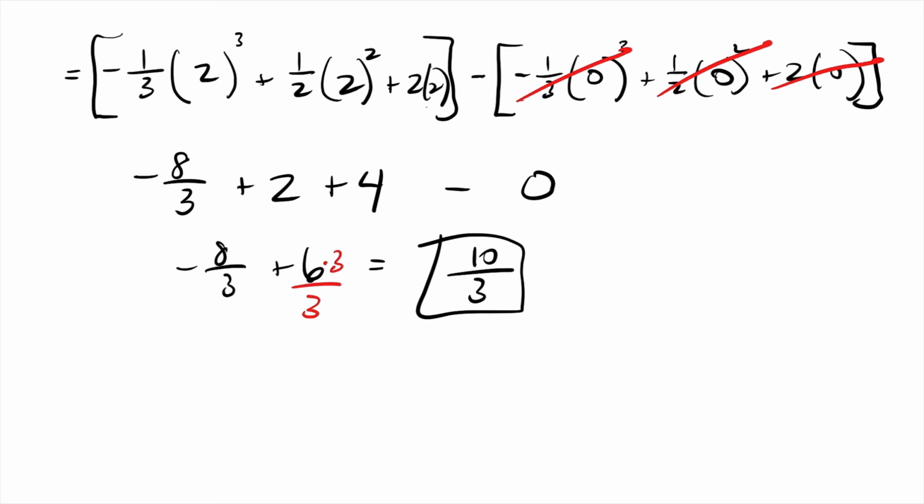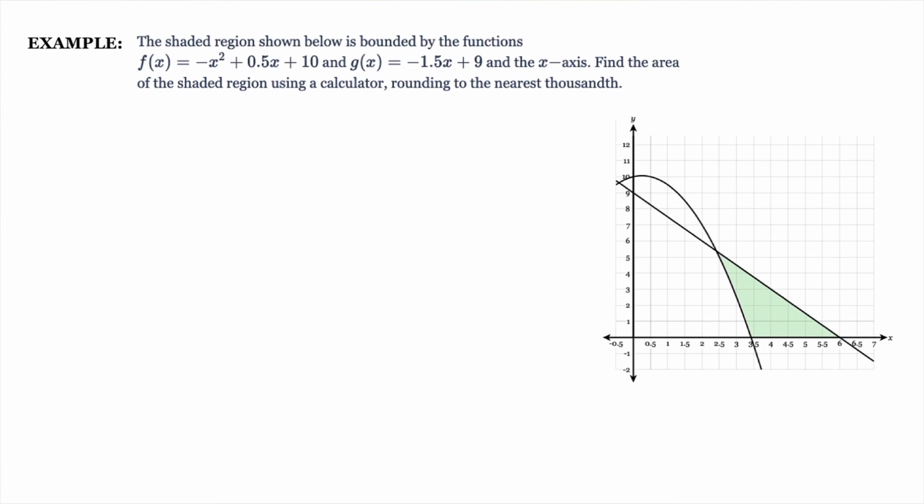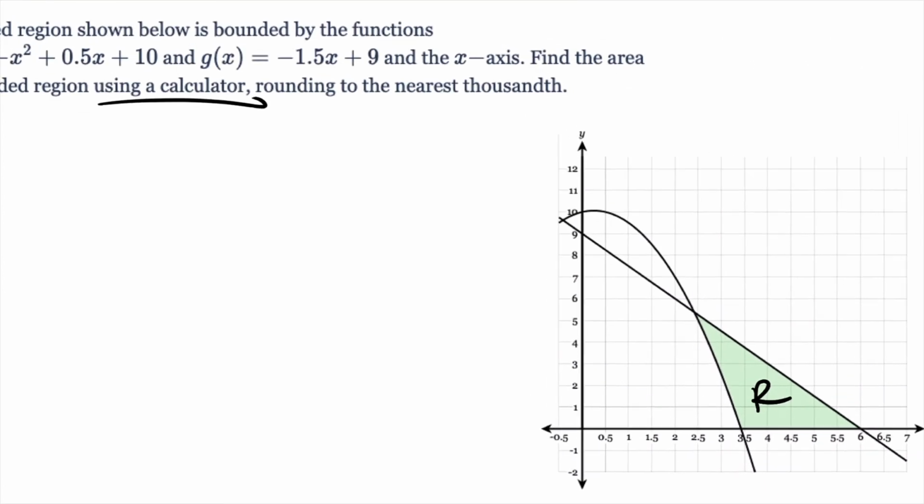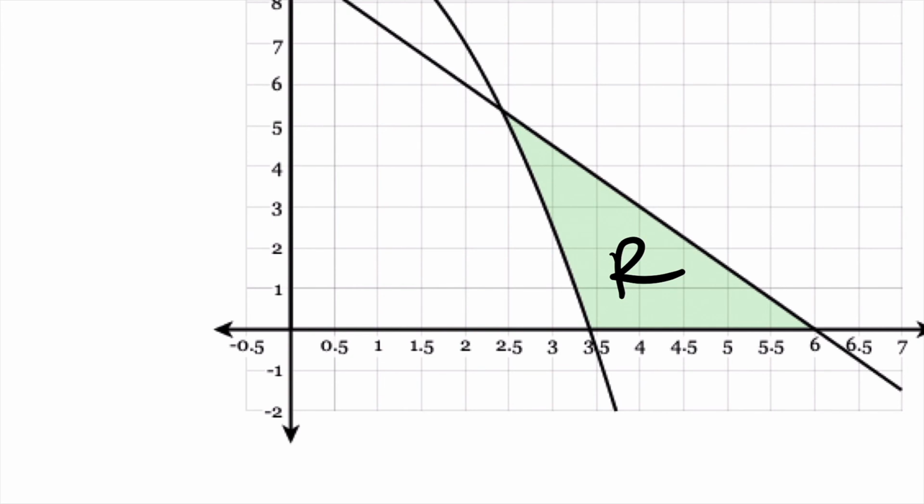All right, so let's try another one. Let's try this one here. This one, they give you a picture. So this graph is already done for you, and it's a calculator question. Okay, so they got a parabola and they got a straight line. The green stuff is bounded by f of x, which is the parabola, g of x, which is the straight line, and the x-axis, y equals 0. Find the area of the shaded region, label it R, to the nearest thousandth. This guy right here.